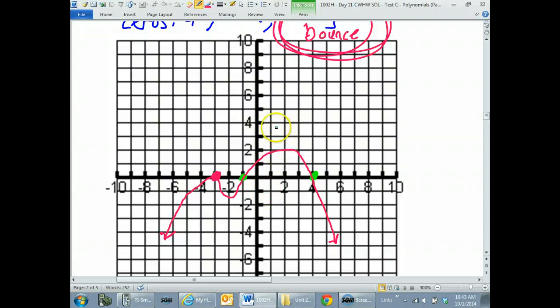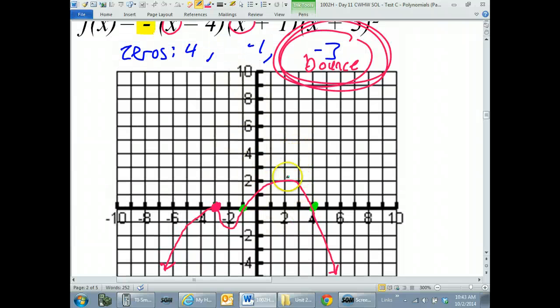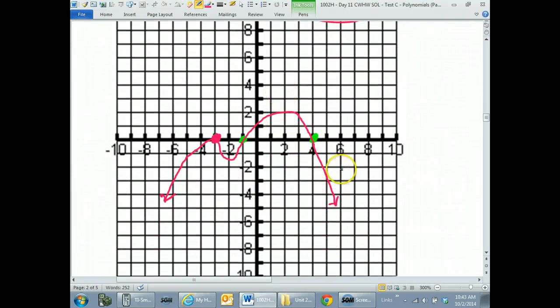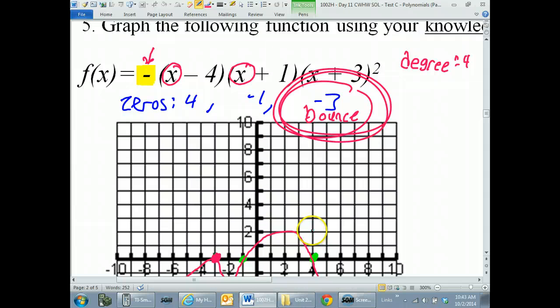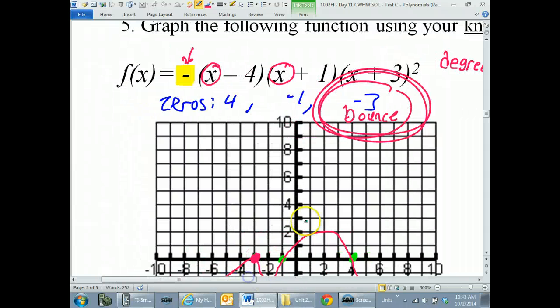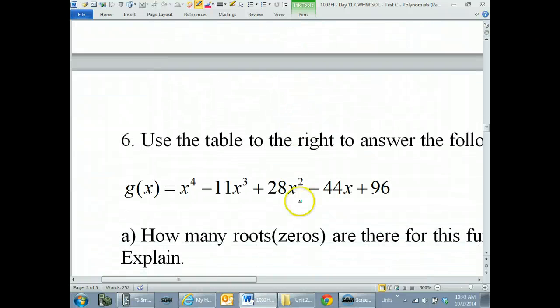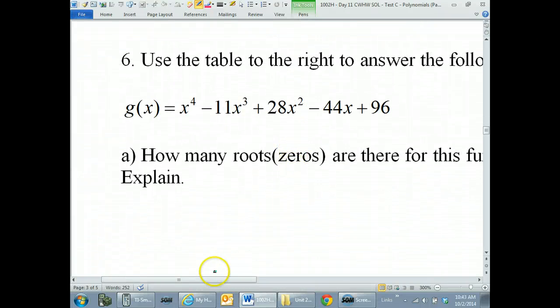If I wanted to get a couple more points to see how high the humps go, I could put it in my calculator. But I just don't want to go into that right now. That's good enough. Any questions about how we did what we just did? Okay, so that was number 5. Let's move on. Number 6.